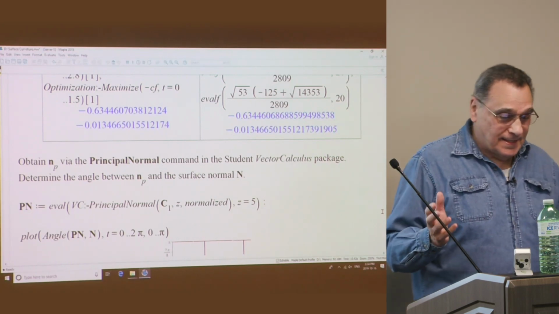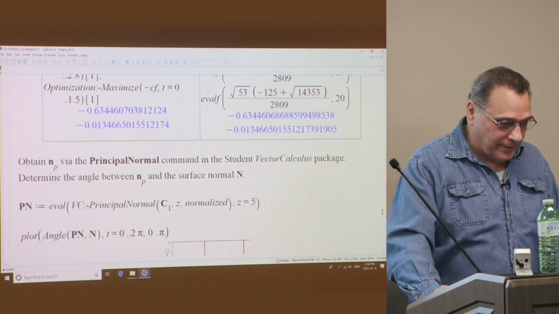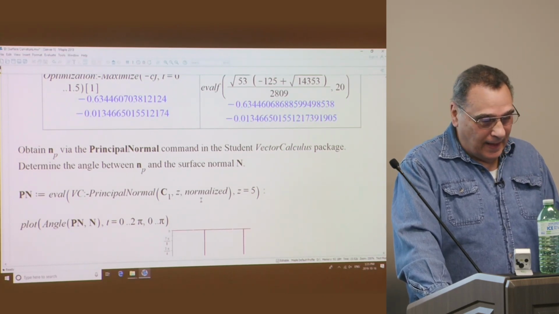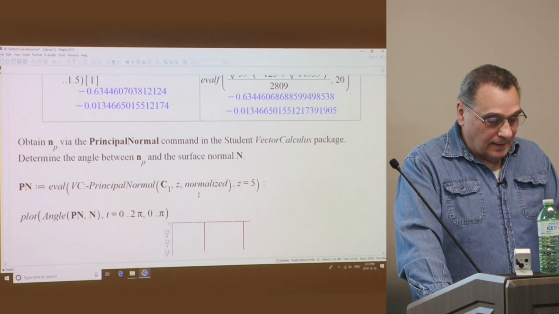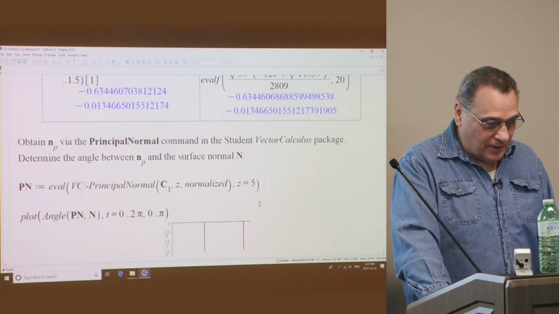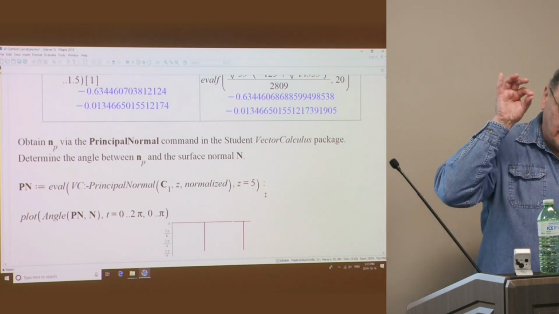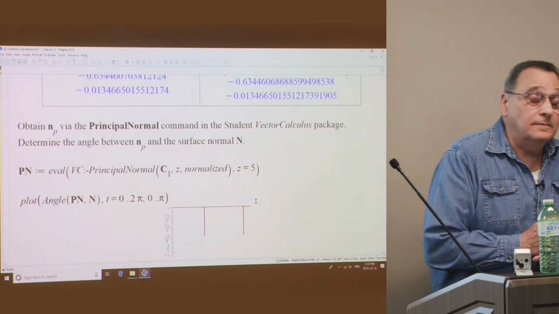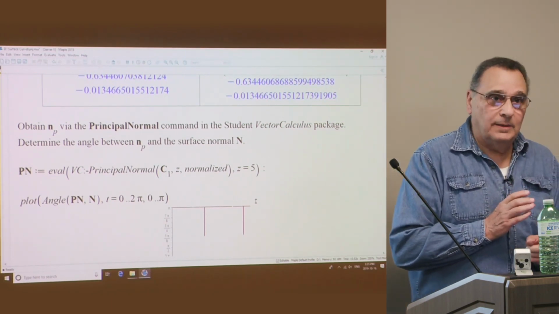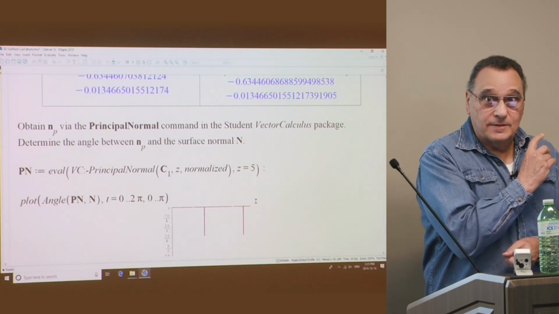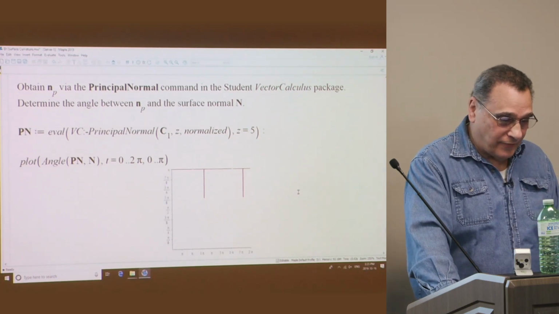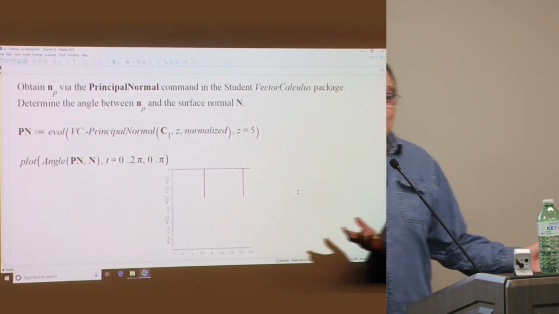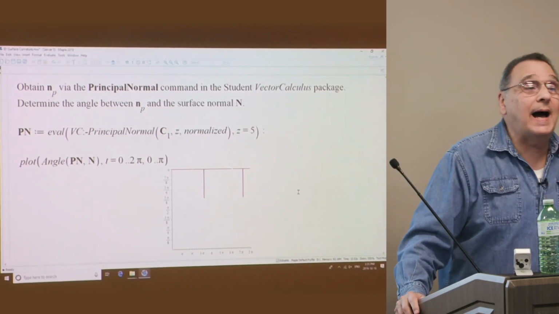Principal normal. Let's look at this curvature vector principal normal thing. There is a principal normal command in the vector calculus package, and if you put in the option normalized, it comes out to be a unit vector. I'm only looking at the point of contact, and I would like to know the angle between the principal normal and the normal to the surface. I did it graphically, except for a couple of little glitches, which I was expecting. The angle seems to be pi.